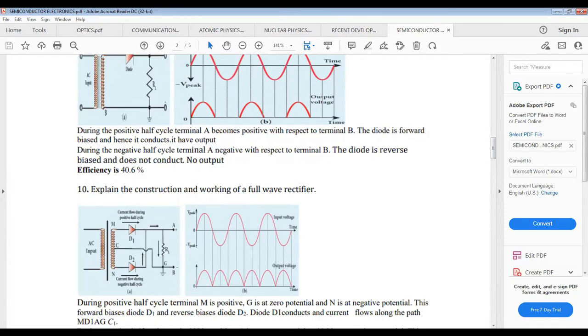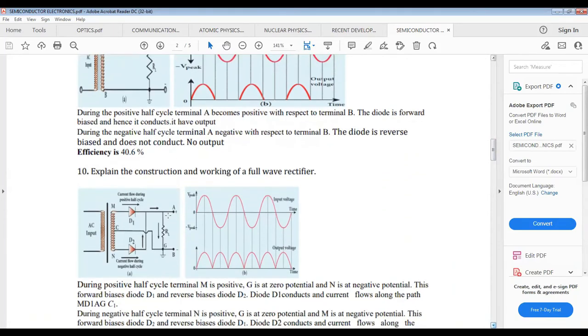Explain the construction and working of a full wave rectifier. This is a full wave rectifier. Now you can see two diodes. The first diode conducts when it is forward biased. When it is forward biased, the other diode gets reverse biased. When the first diode is reverse biased, the second diode gets forward biased. So you are getting the output for the entire cycle. This is for the first half. This is for the second half.